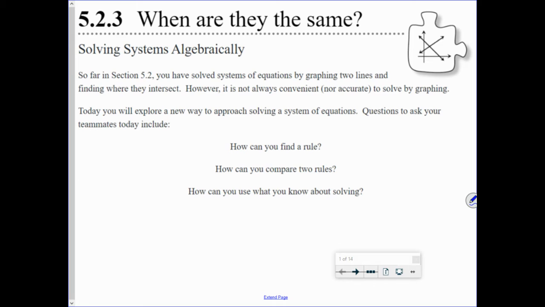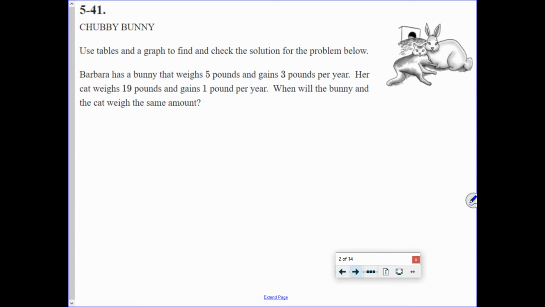Questions to ask yourself today include, how can I find a rule? How can you compare two rules? And how can you use what you know about solving? Now, just to make sure we're all on the same page, we are going to spend the first part of today, or basically this video, solving using tables and a graph. This is the old-fashioned way, the way you've done it for a while, and we're just going to practice today, okay? So tomorrow we will work on the algebraic part.